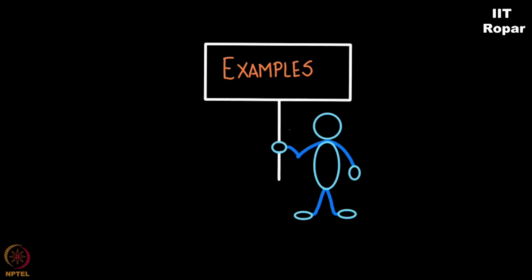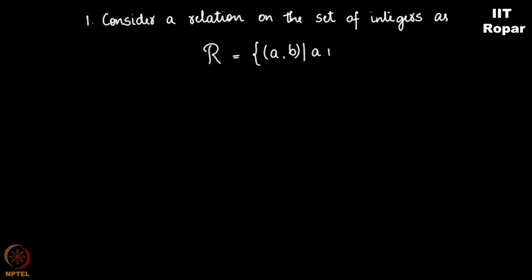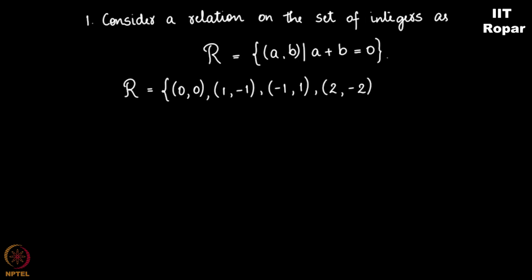Let us now see some problems on the transitive relation. Consider a relation on the set of integers as (a, b) such that a plus b is 0. So what are the elements in R? These will be the elements. Let me tell, in general, R has the elements (a, -a). So all elements are of this type.